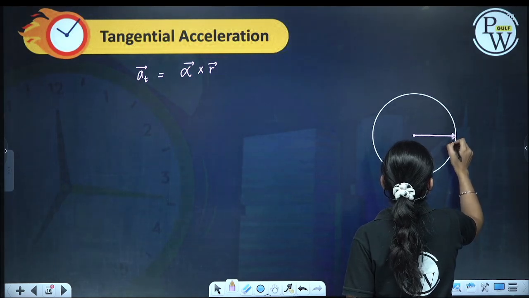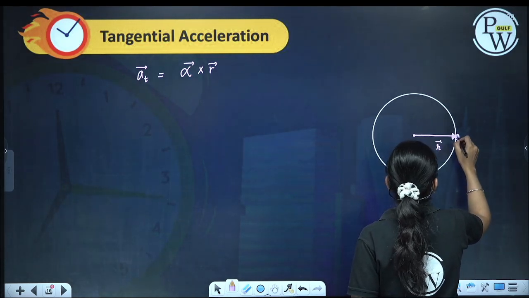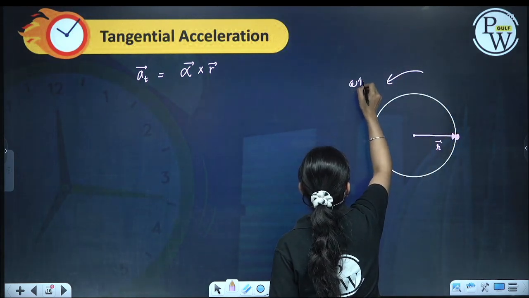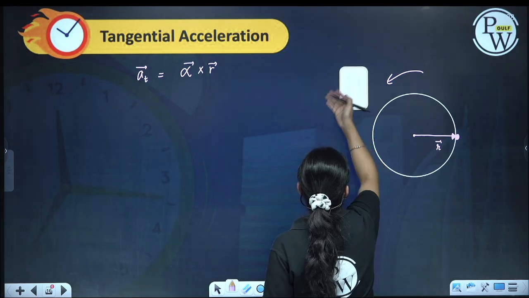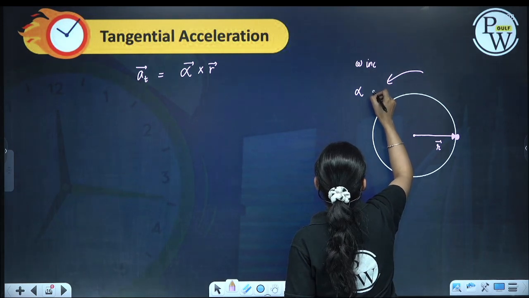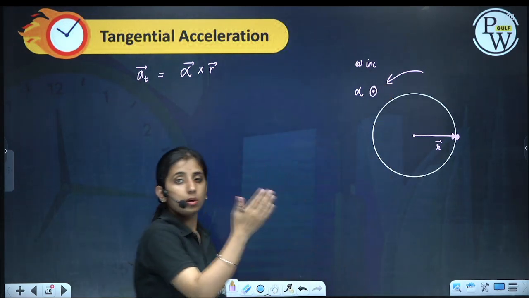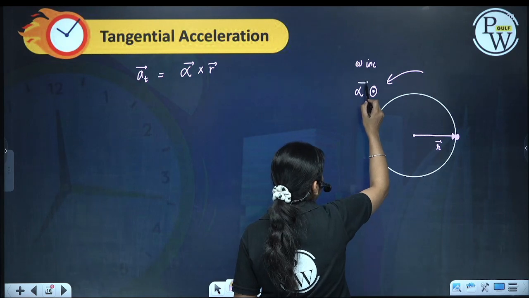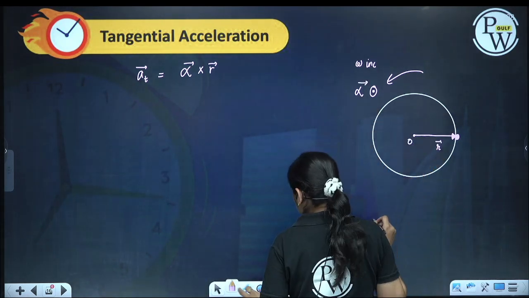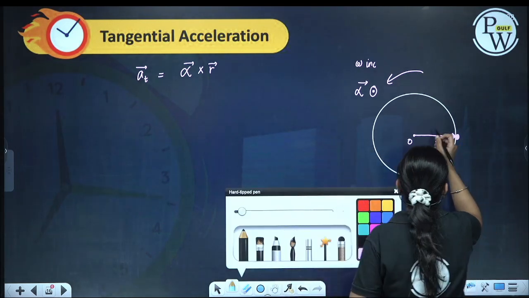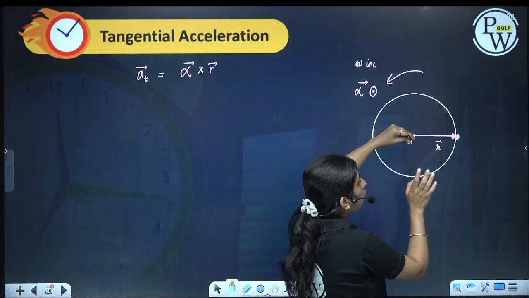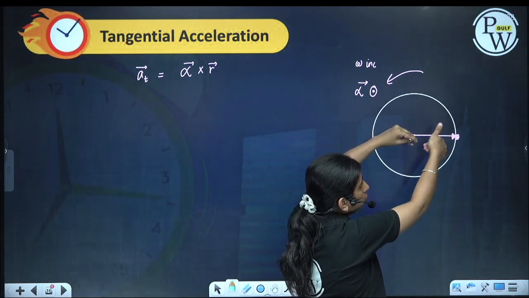This is my r vector. If the particle is moving like this and omega is increasing, then alpha will be in the direction of omega, that is vertically outwards, out of the page. This is my position vector. This is my alpha vector. Do alpha cross r.